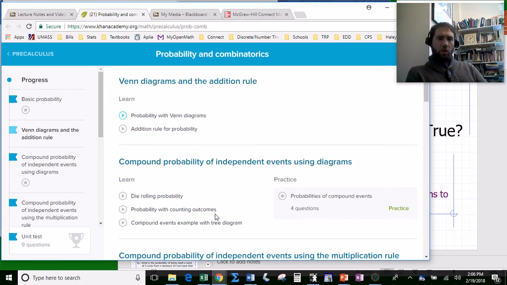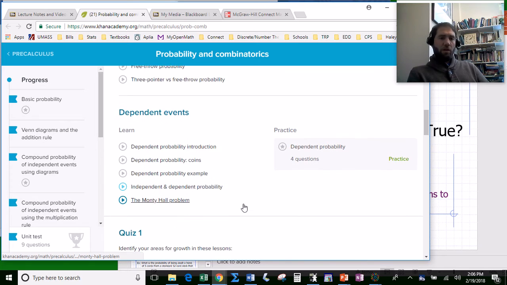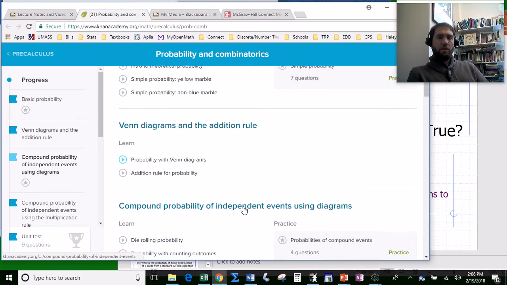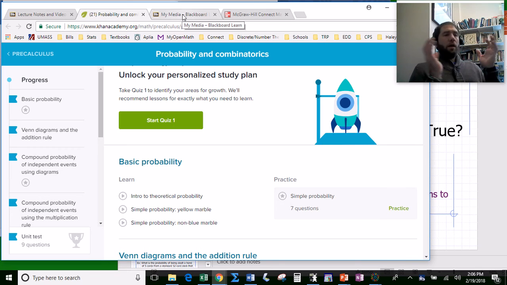Okay, so compound probability of independent events, that's relevant to this week. Multiplication rule, that's section 3.7. Dependent events, yeah, so it might not be a bad idea to take a look at some of these videos as needed. I wouldn't say watch them all. Alrighty, keep up the good work.